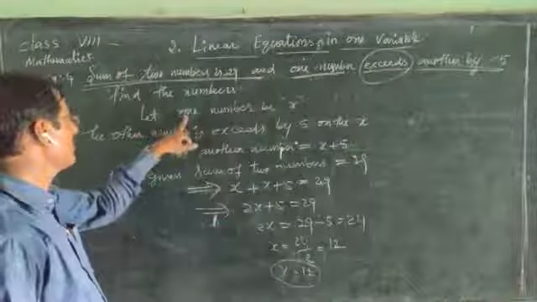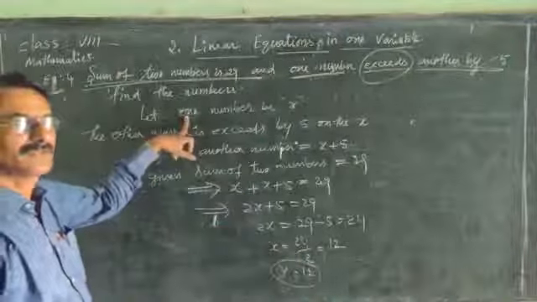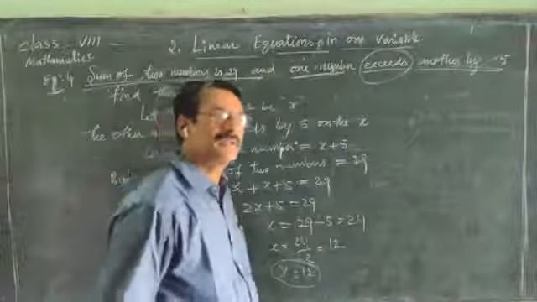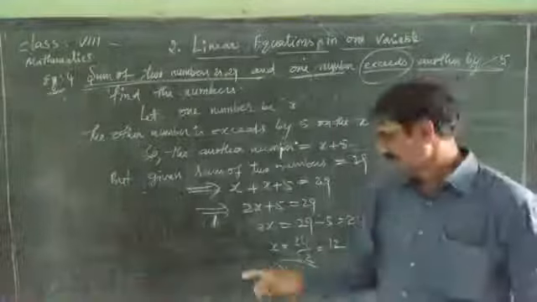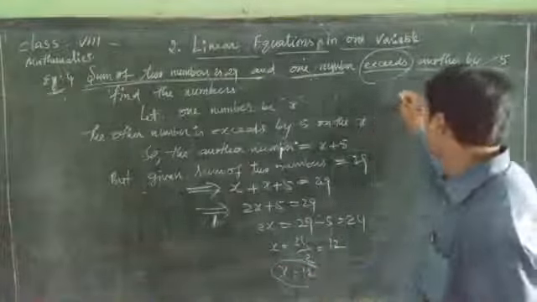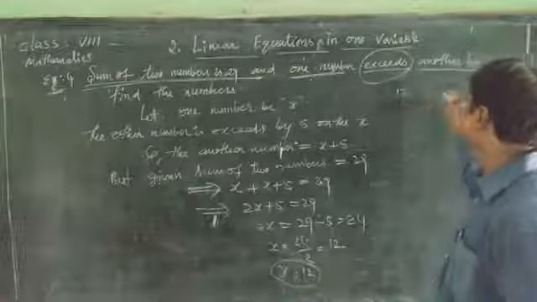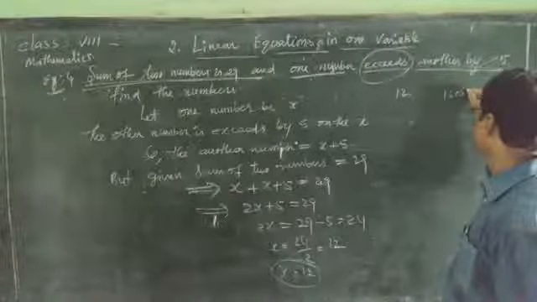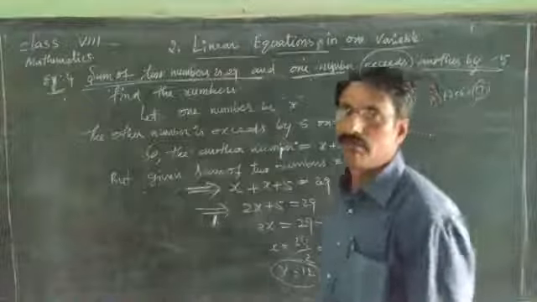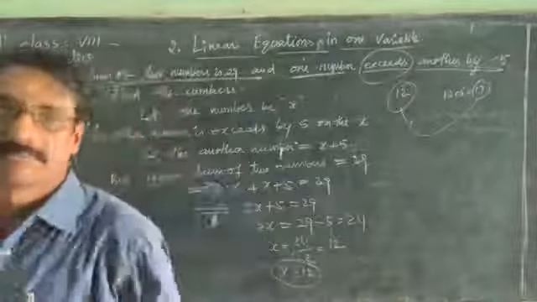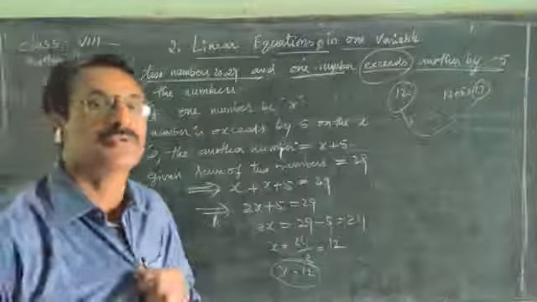What is x? One number. How to find the other number? It's 5 more than the x. The x value we already got. How much? 12. 5 more than 12 means 12 plus 5 equal to 17. These two are the numbers, 12 and 17. Sum of them, 12 plus 17, 29.